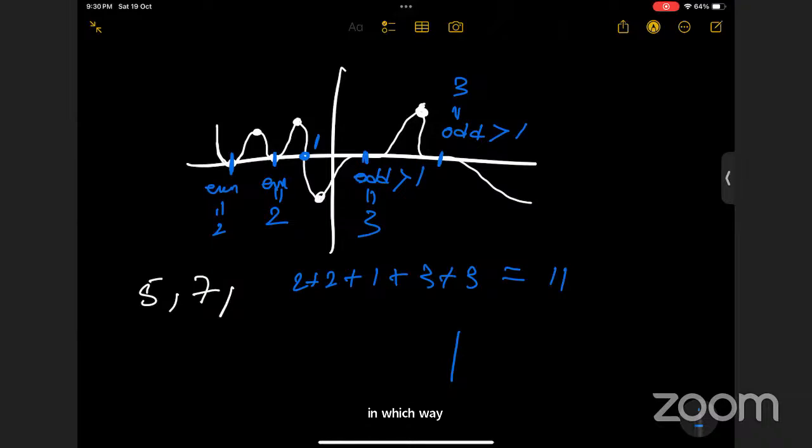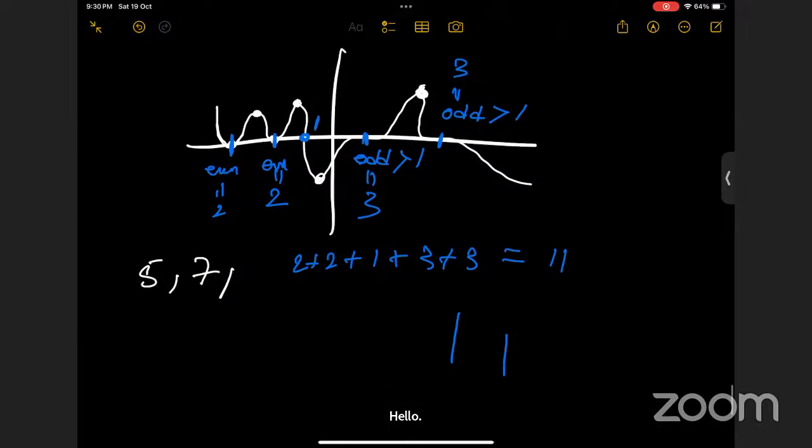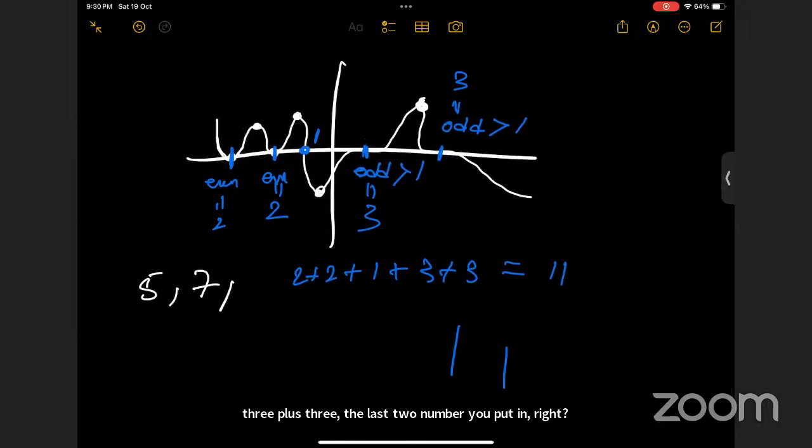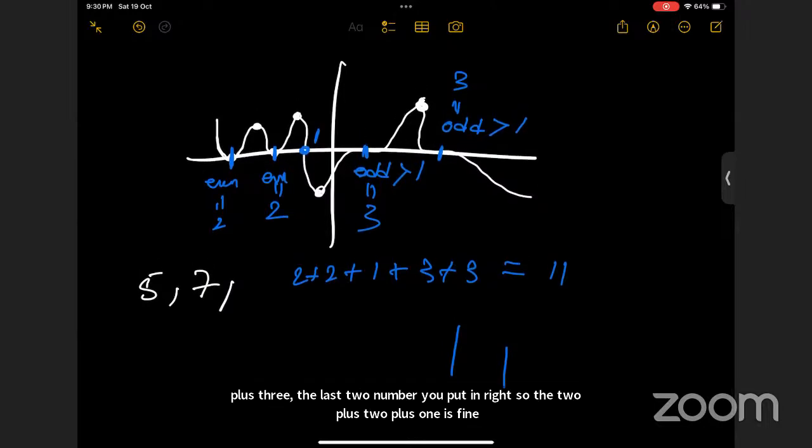What sort of questions can come like this, ma'am? Sorry, ma'am. How are you putting the 3 plus 3, the last two numbers? The 2 plus 2 plus 1 is fine. How are you putting the last two, 3 plus 3? Okay, so check here.